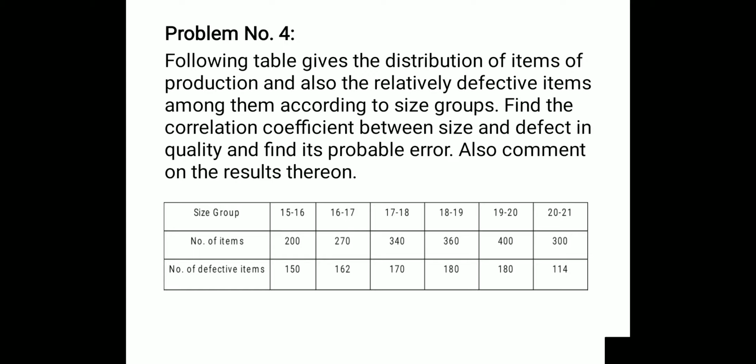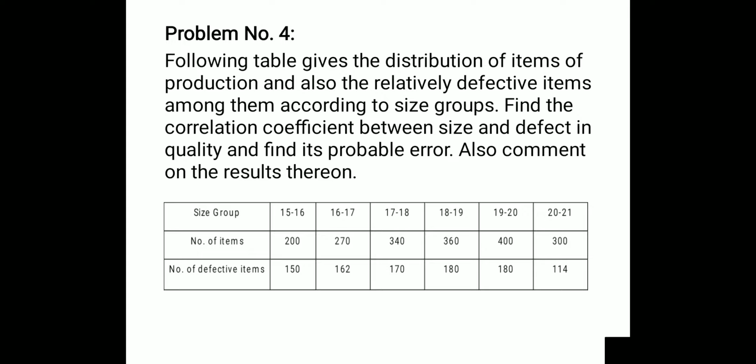This problem is a little different compared to the other problems. So let us see the calculation and the steps to follow to calculate the correlation. The following table gives the distribution of items of production and also the relatively defective items among them according to the size groups. Find the correlation coefficient between the size and the defect in quality and find its probable error, and also comment on the results.